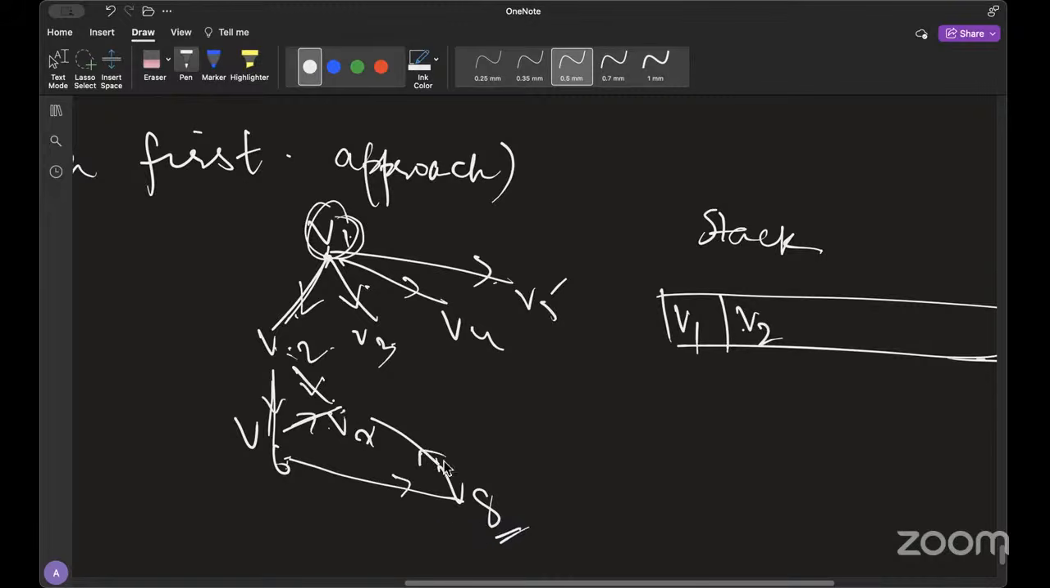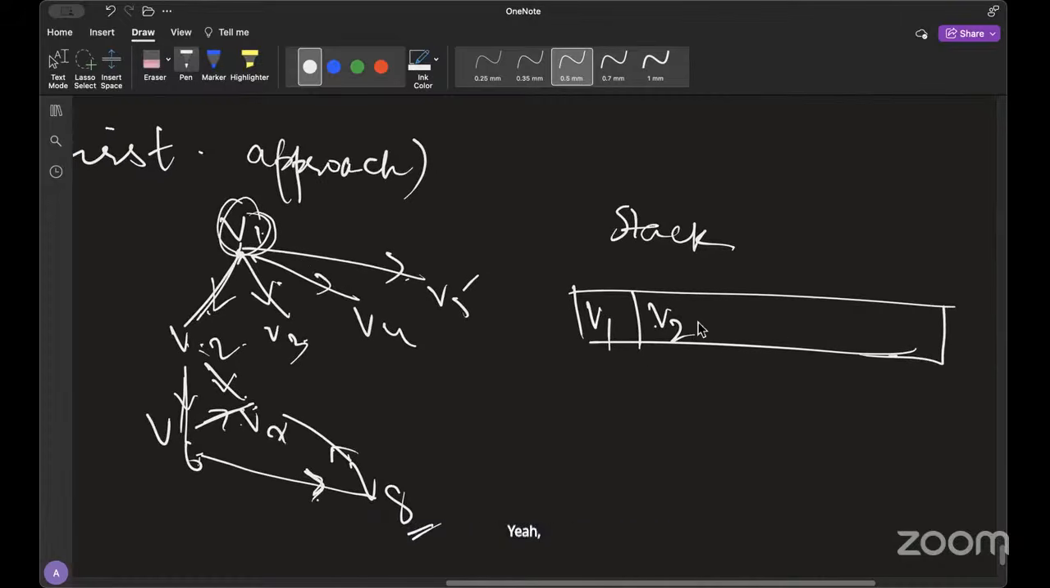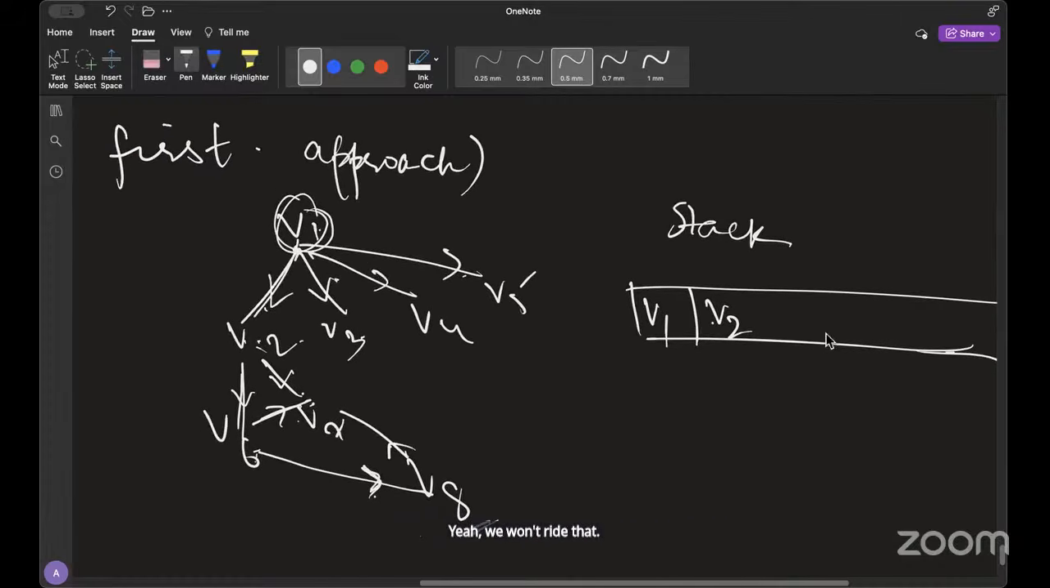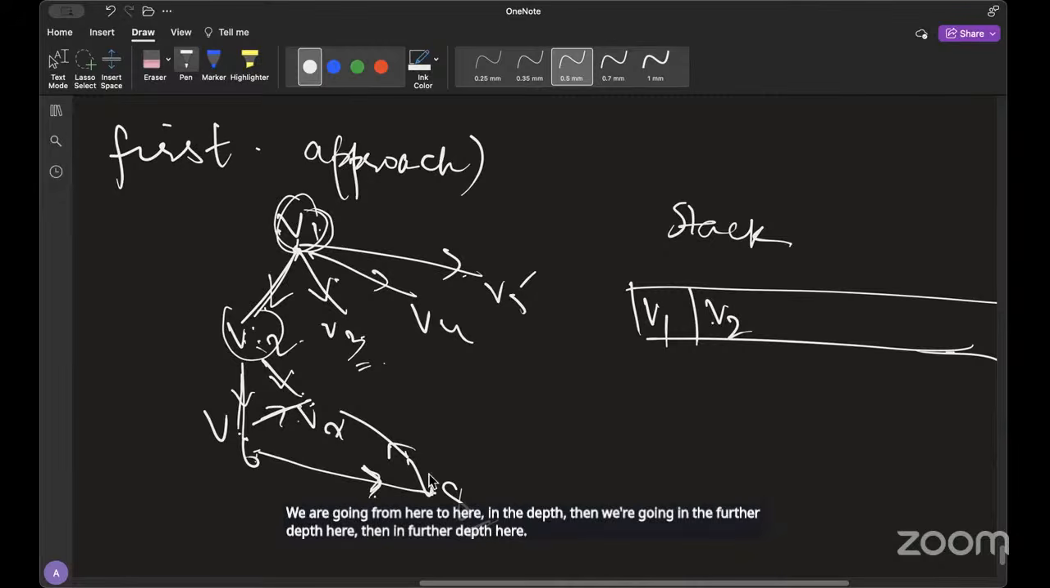So, ma'am, we are not writing V3, V4, V5 as well. Yeah, we won't write that. Why are we not writing that? Because we're going to visit them later. We're not visiting them now. We're going from here to here in the depth. Then we're going in further depth here. Then in further depth here. And unless there is no depth to explore, we'll keep going in the depth.